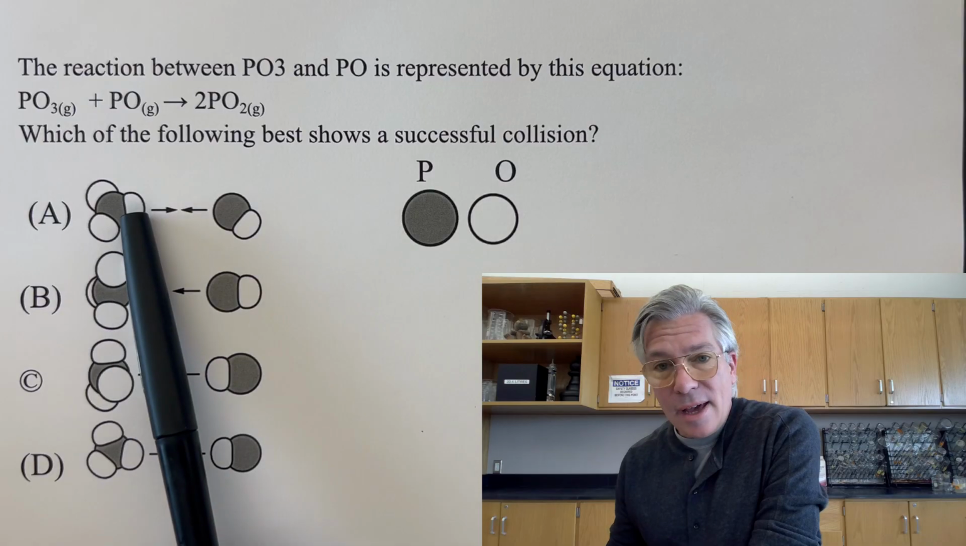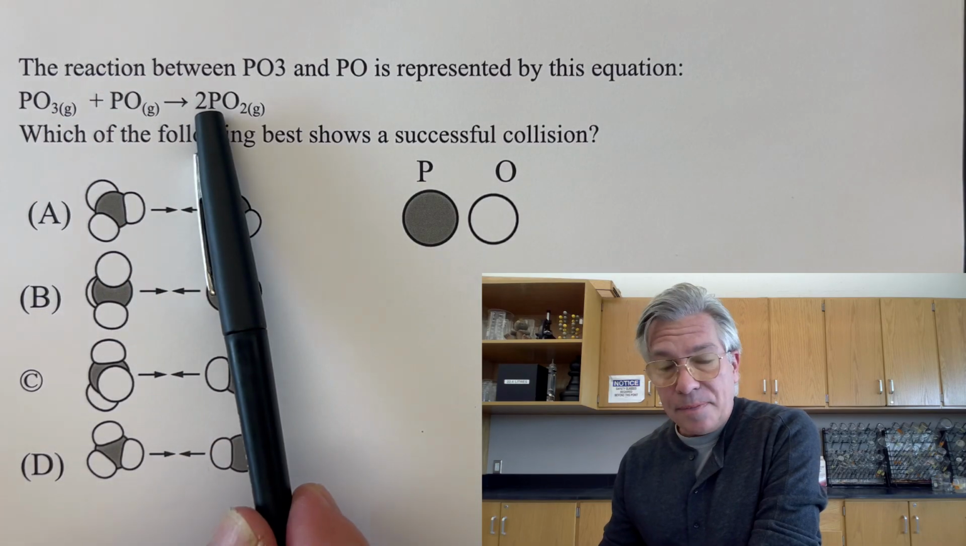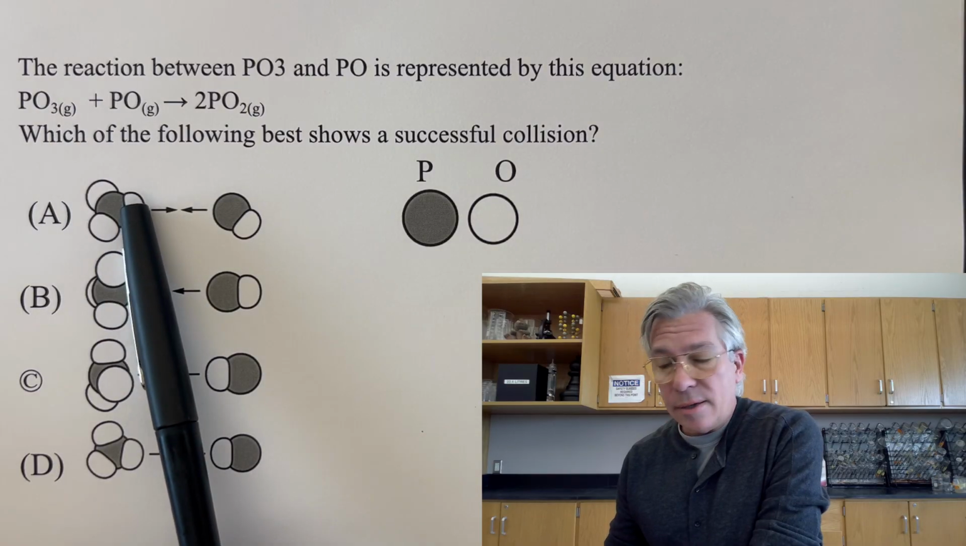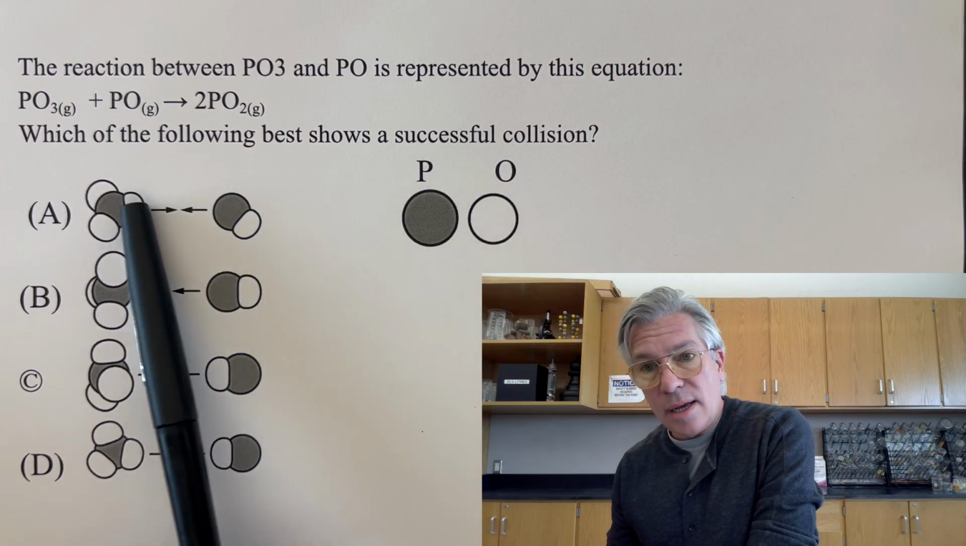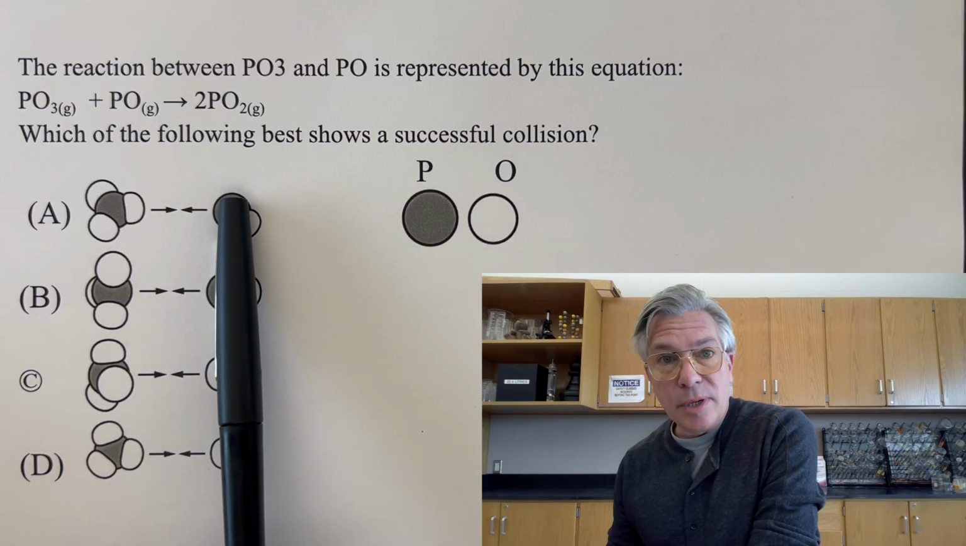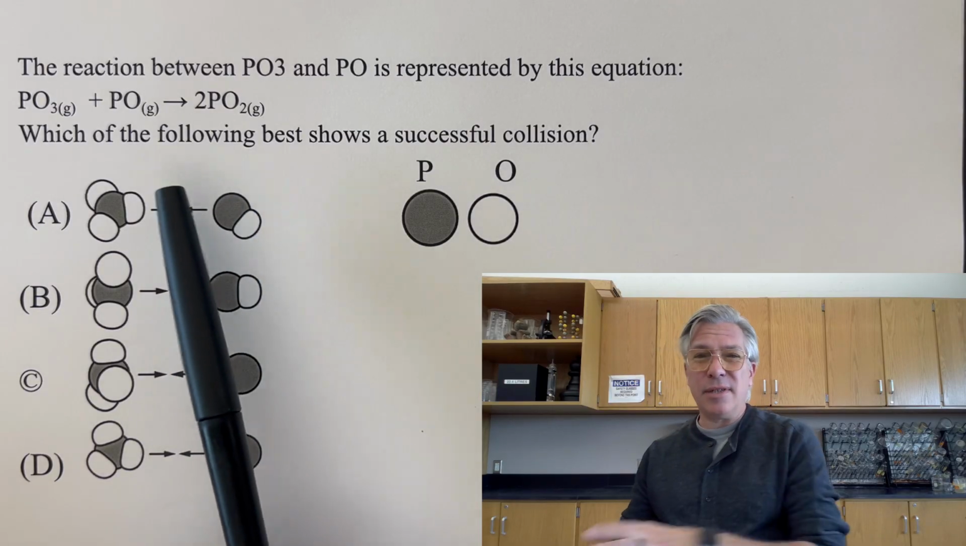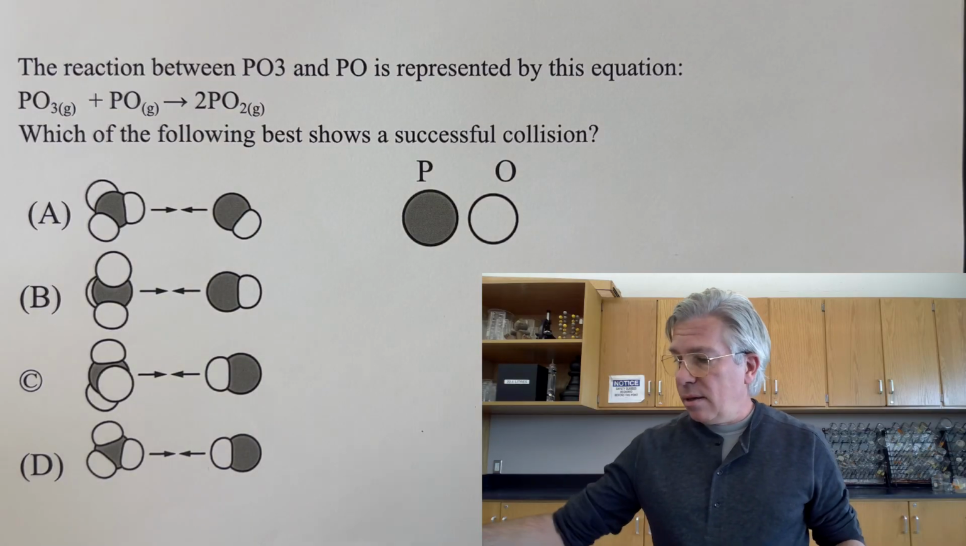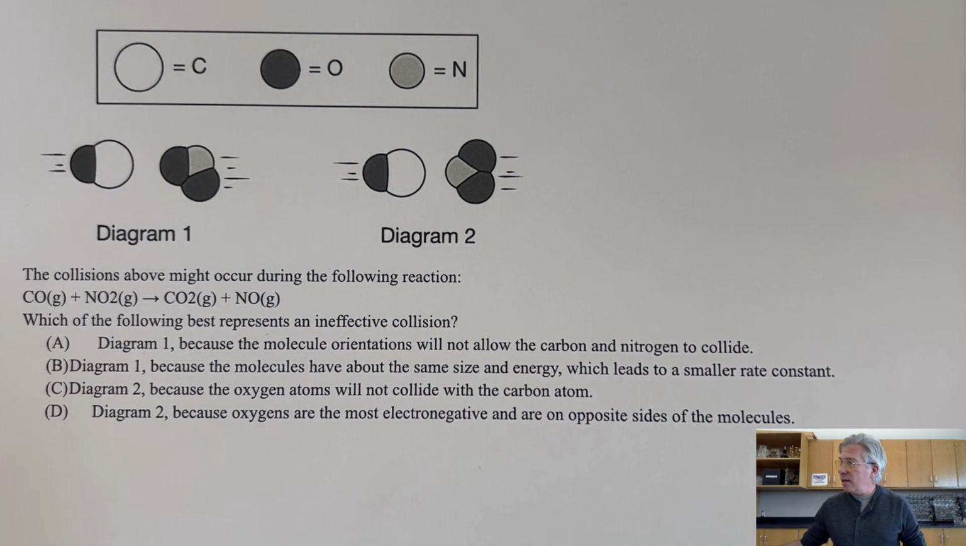So I'm going to pick A because I read the equation, I found out what was being transferred, and gave that atom a chance to be colliding with the other appropriate atom over here. So it's an exercise in visual understanding of the atoms and the orientations that they have. So take a look at this one, and we'll pause the video here as well.